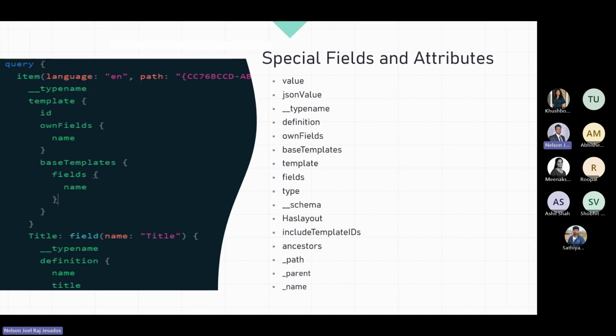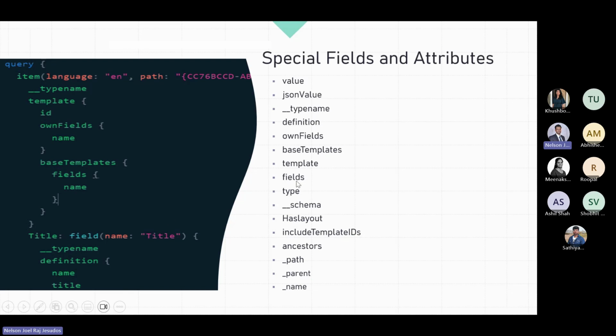Own fields is basically where I query only the fields relevant to the particular template, not the inherited ones. With the help of this, I can query the data. Base template, you can query what the base templates are for this particular template, and query those names, IDs, and everything. As I told, a template, again you can query the item template and its detail as well. Fields will give the array of fields.